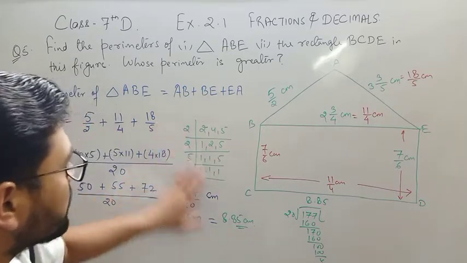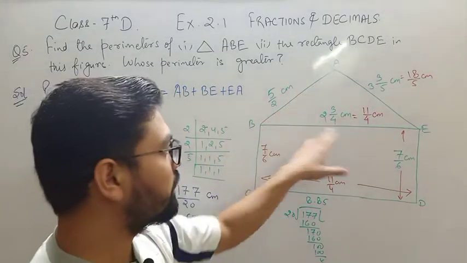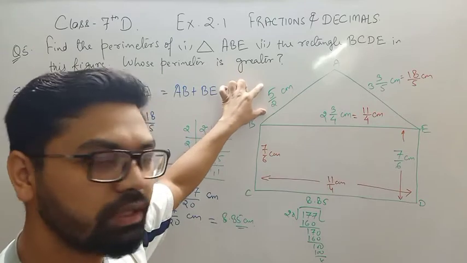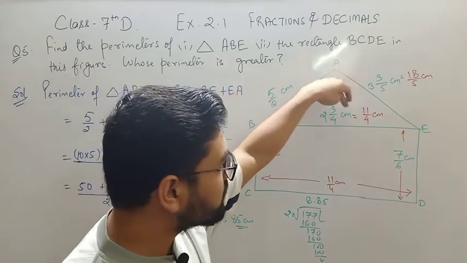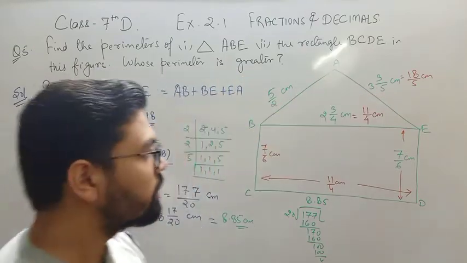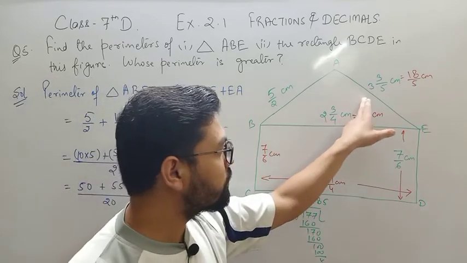So this is how you calculate the perimeter of this triangle. One length is given in the simplest form, but the other two lengths are given in mixed fraction form. So first you need to convert these mixed fractions to the simplest form.